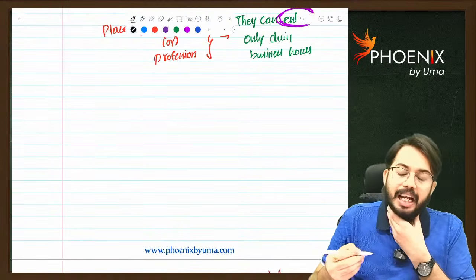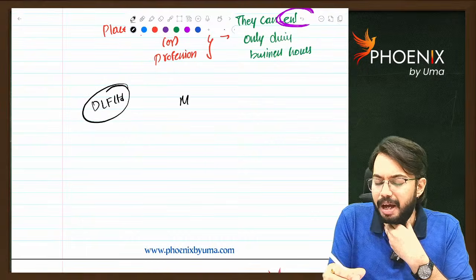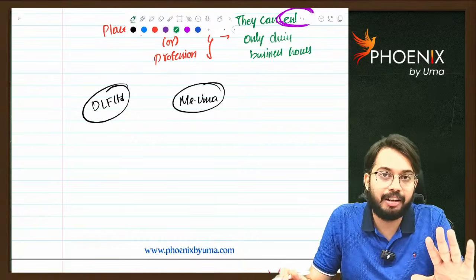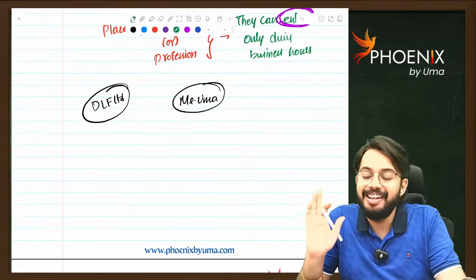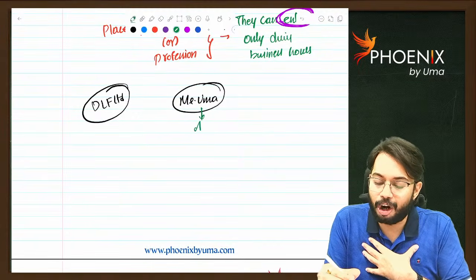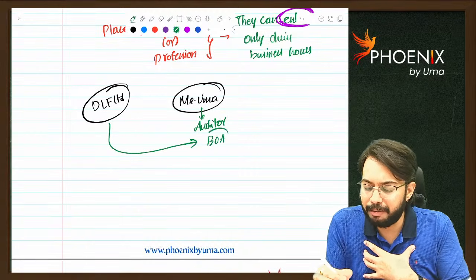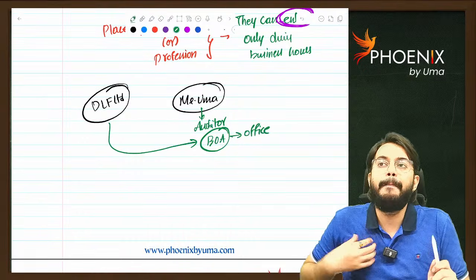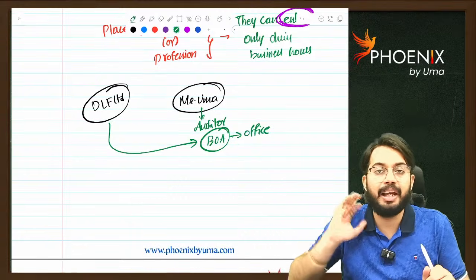Now, there is one client with the name DLF Limited. Mr. Uma is auditor of DLF Limited. Okay. In fact, I am not the auditor. Now, don't spread rumors about me. Okay, I am not the auditor. But in my example, I can take it the way I want, right? So let's say Mr. Uma is auditor of DLF Limited. Entire books of accounts of DLF Limited are available in my office. That means what? Like I took management consultancy. I am maintaining entire books of accounts of DLF Limited in my office.